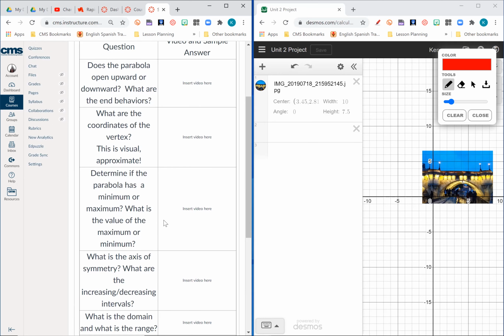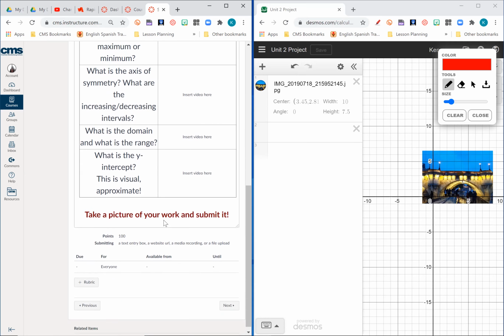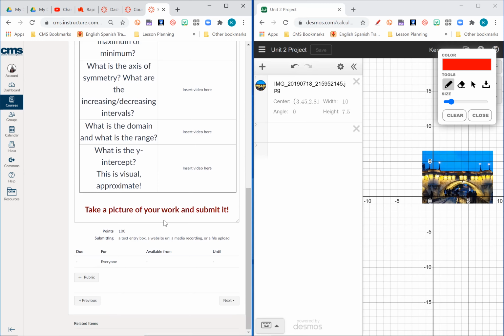So the first question is, does the parabola open upward or downward? What are the end behaviors? What are the coordinates of the vertex? Remember, this is visual, so we only need you to approximate. Determine if the parabola has a minimum or maximum value. And what is that minimum or that maximum value? And then what is the axis of symmetry?